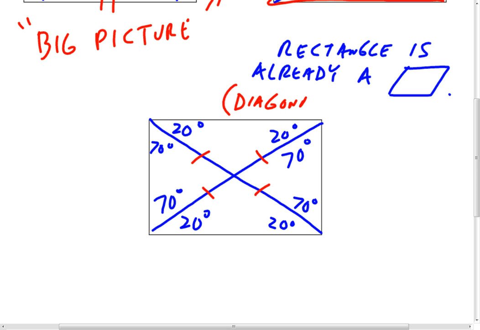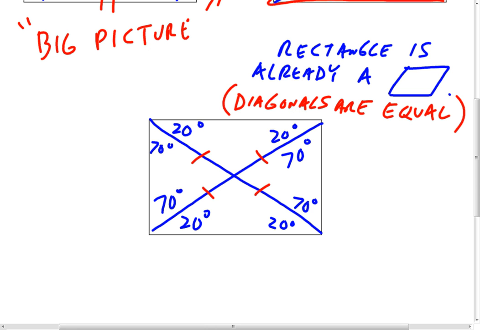Diagonals are equal. That's really your extra characteristic. You've got all those different pieces that we talked about on the other sheet, the parallelogram sheet. Opposite angles are equal. Opposite sides are equal. Diagonals are bisecting each other. All of those characteristics come into play, plus the diagonals are equal.